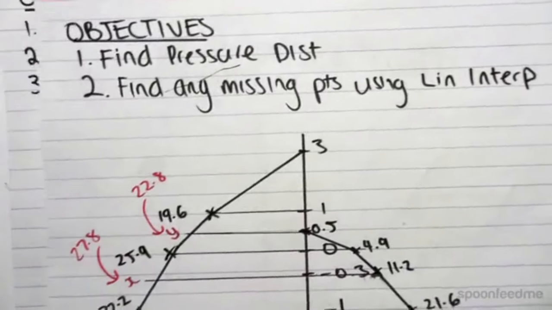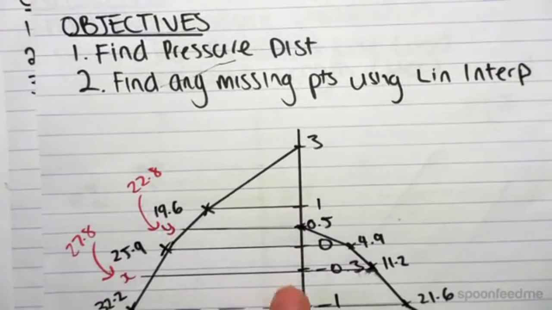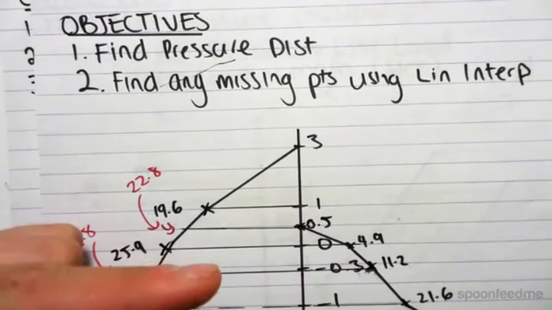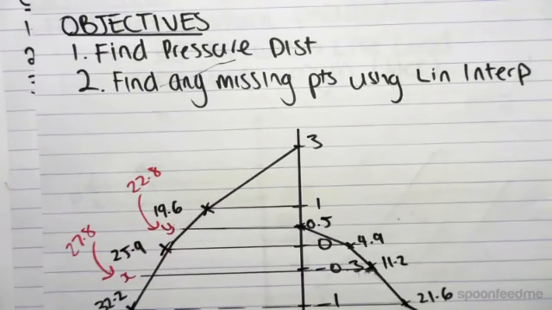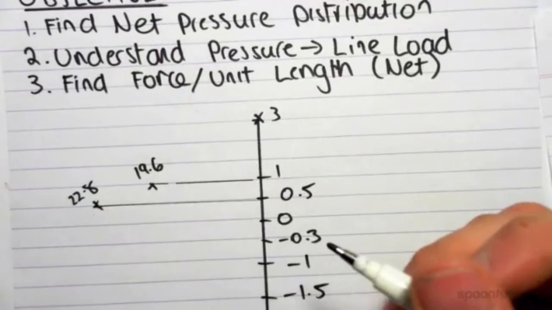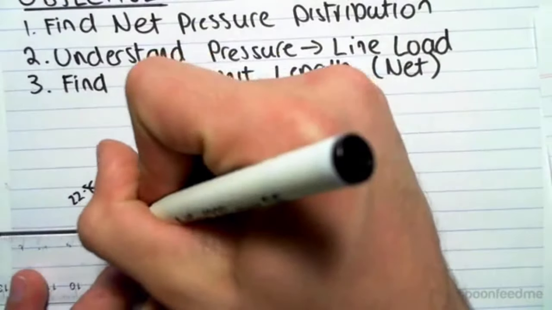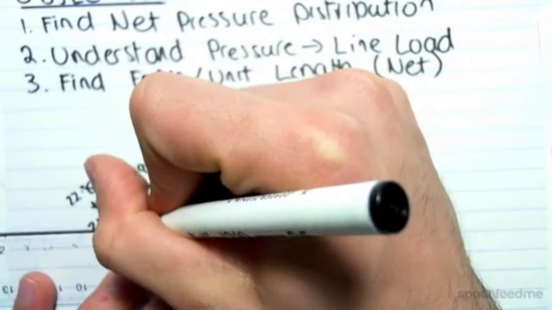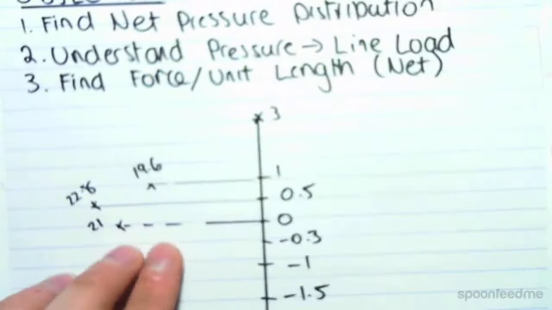Now at 0, okay, this is where we're going to do our first actual calculation. At the point 0 we have 25.9 pushing this way, okay, and we have 4.9 pushing this way. So the net pressure will be 25.9 minus 4.9, okay, which gives us 21. So at 0, our pressure, you can see it's starting to decrease now, which makes sense, is 21.